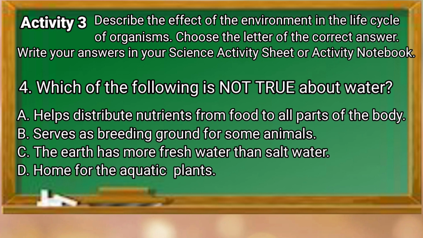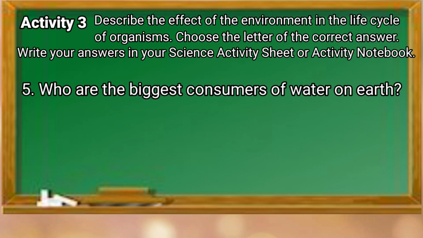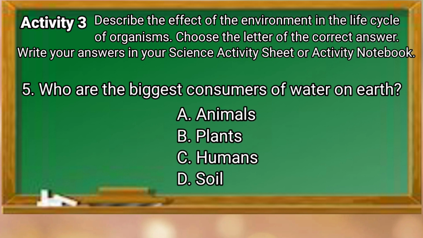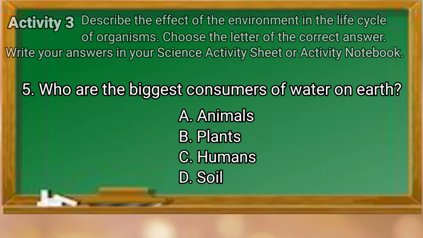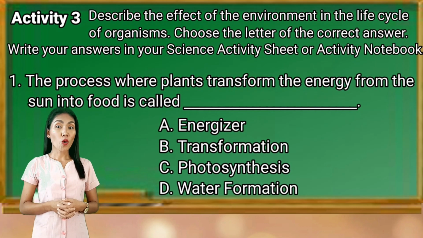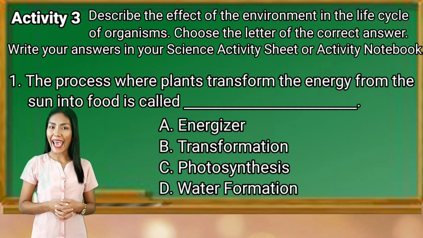Fourth, which of the following is not true about water? A. Helps distribute nutrients from food to all parts of the body. B. Serves as breeding ground for some animals. C. The earth has more fresh water than salt water. D. Home for the aquatic plants. Fifth, who are the biggest consumers of water on earth? A. Animals. B. Plants. C. Humans. D. Soil. You only have 5 minutes to answer. Your time starts now.